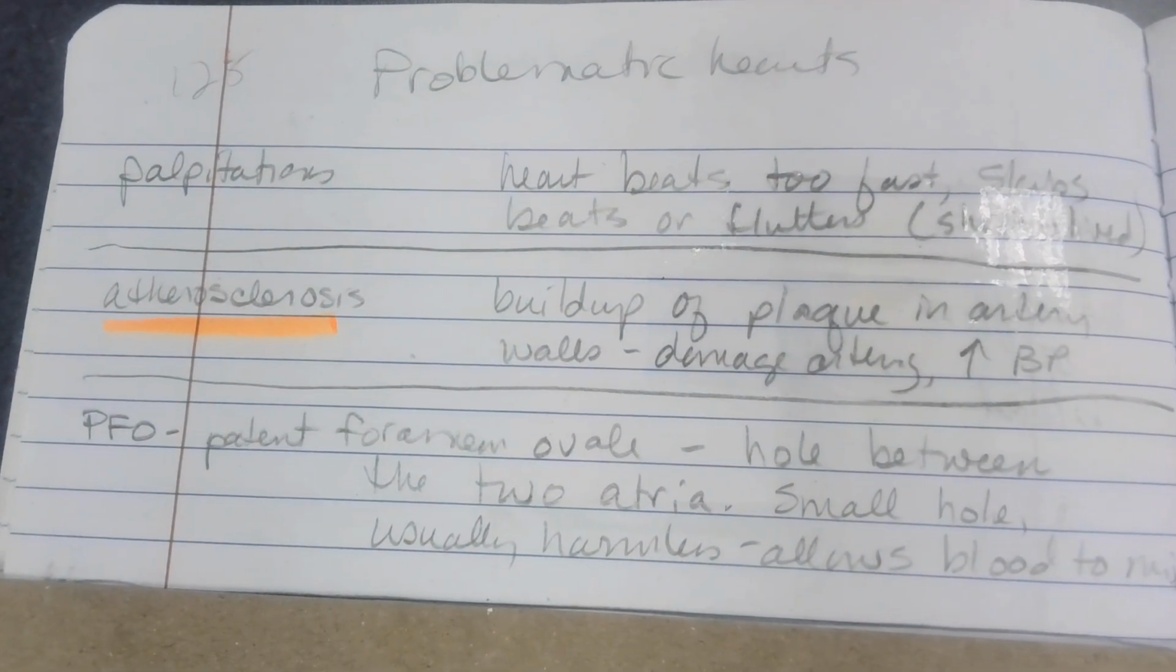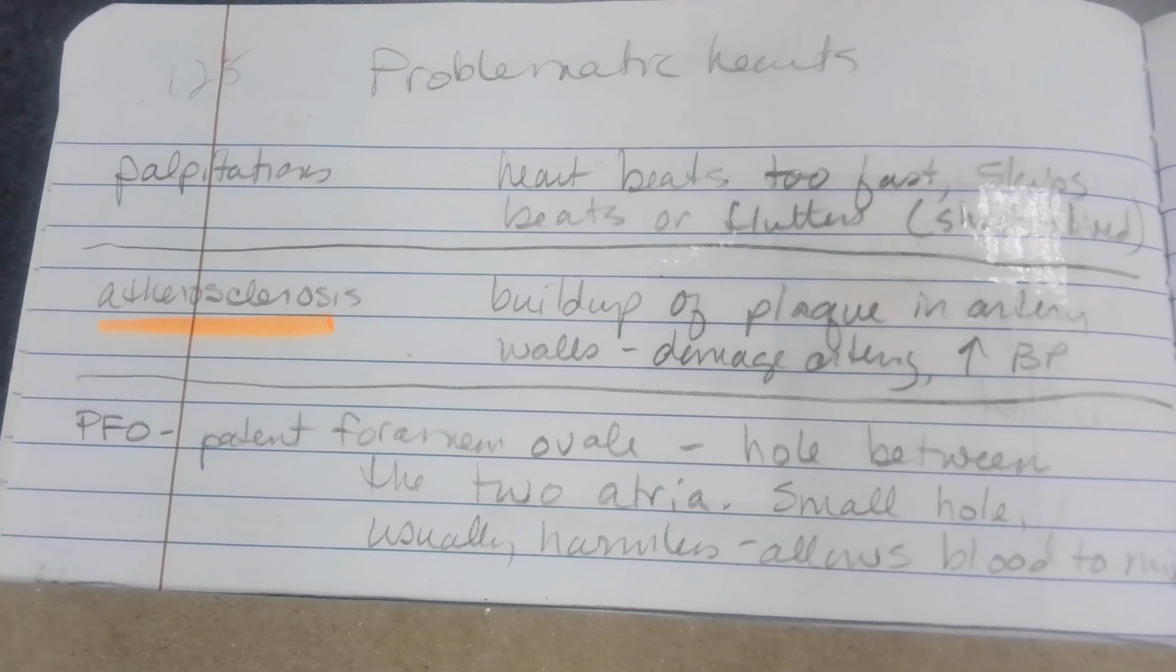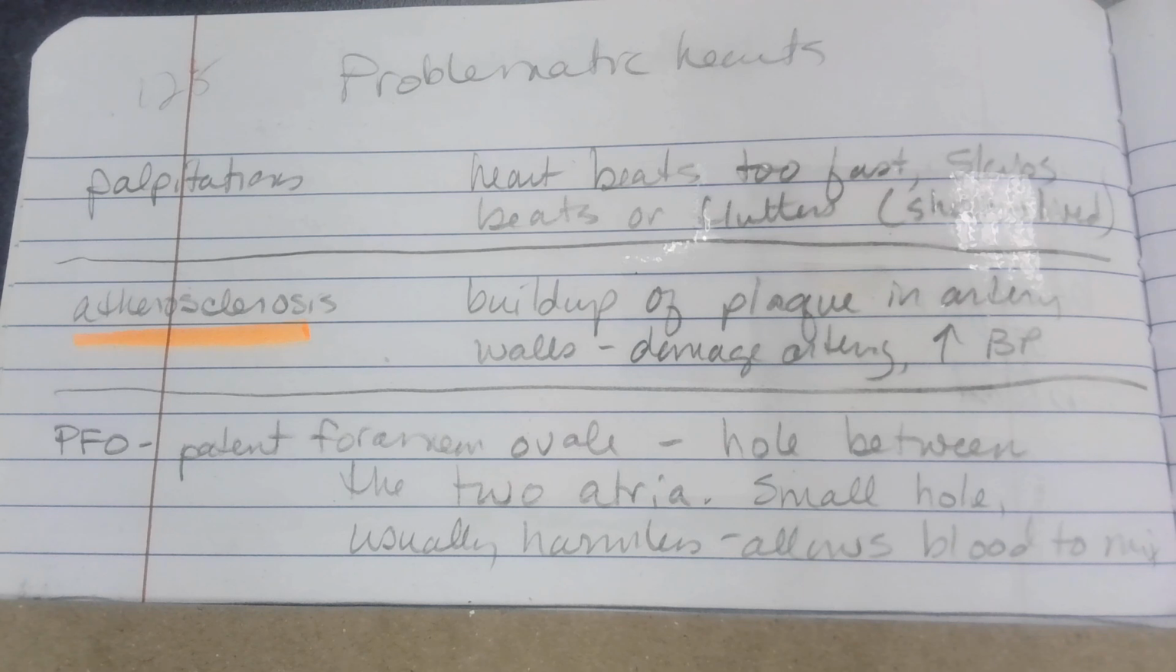PFO. So the foramen ovale is a natural hole that is in every fetus. And it's just natural in their heart. It allows the blood to bypass the fetal lungs because the lungs of a fetus aren't working correctly. So the blood goes straight from the mother to the fetus's heart rather than going to the fetus's lungs. So the foramen ovale is natural. It's supposed to be there.